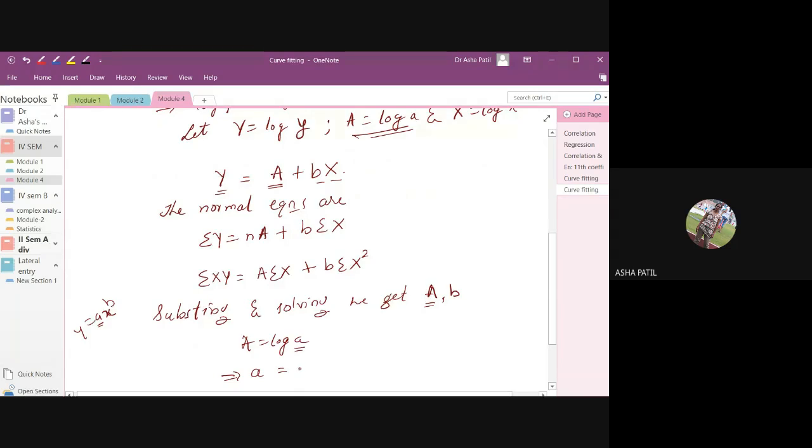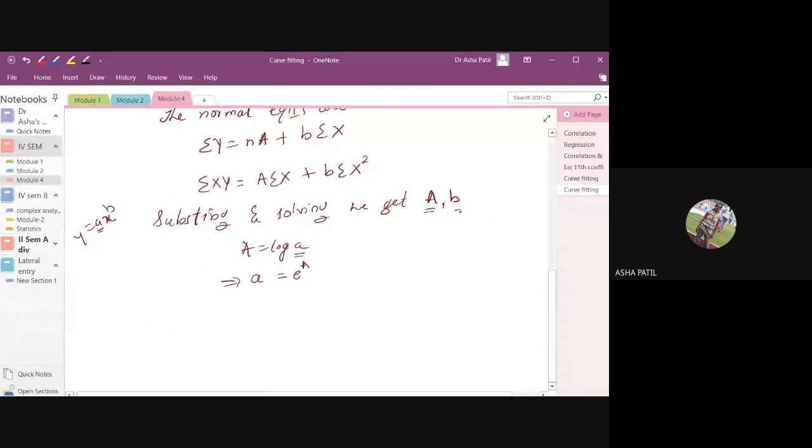What is small a equal to? Small a equal to e raised to capital A. By this, we come to know the value of small a. Already we know small b. Then we can write the equation of the curve y equal to a x raised to b.